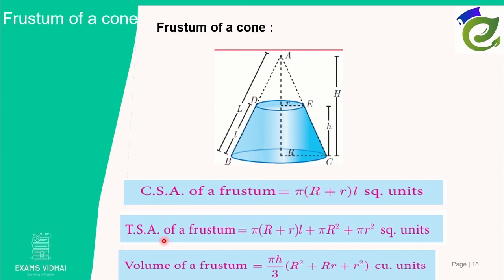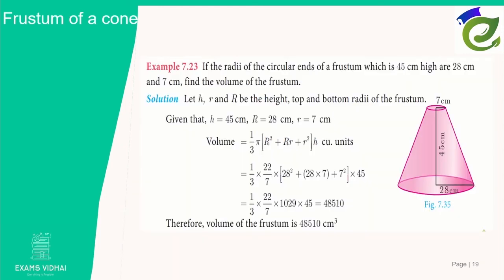Now, according to the definition, total surface area is CSA plus the area of the bases: CSA plus the area of the bottom base and the area of the top base. And the volume of a frustum is pi h by 3 into (capital R square plus small r square plus capital R into small r) cubic units. Example of a frustum of a cone. If the radii of the circular ends of a frustum, which is 45 cm high, are 28 cm and 7 cm, find the volume of the frustum.